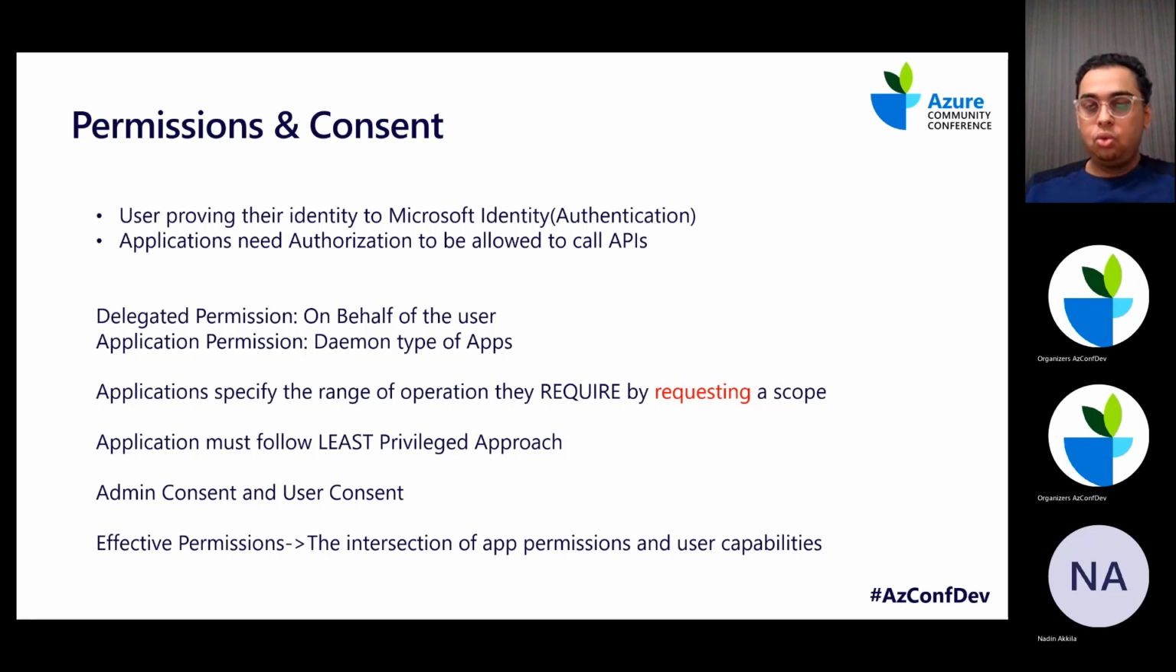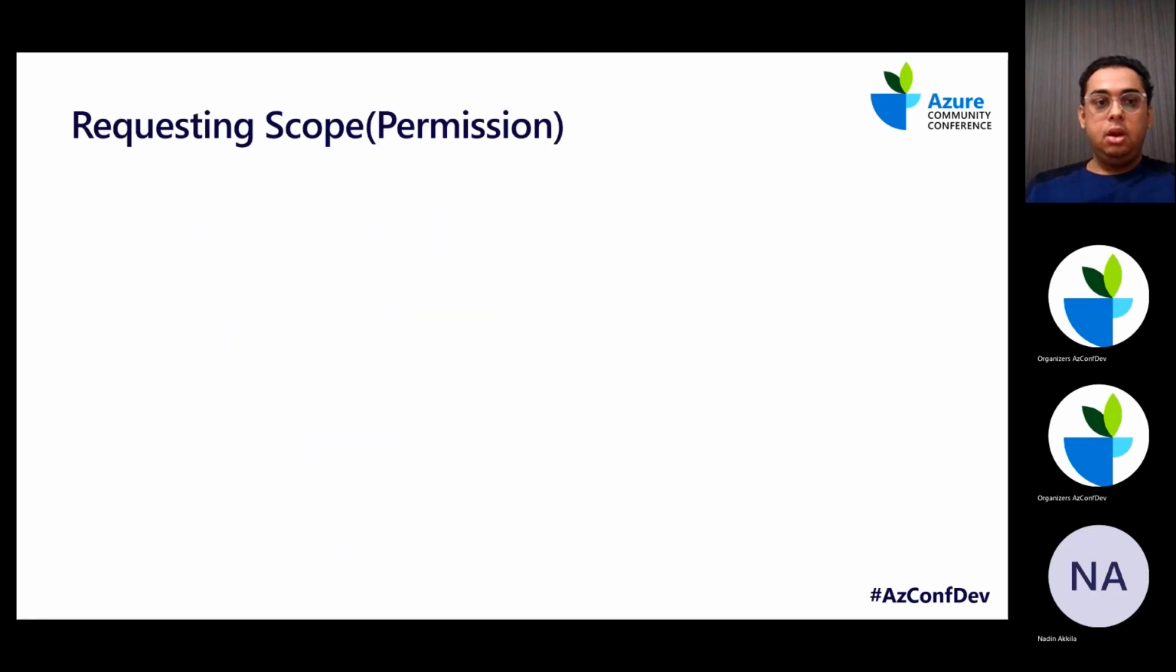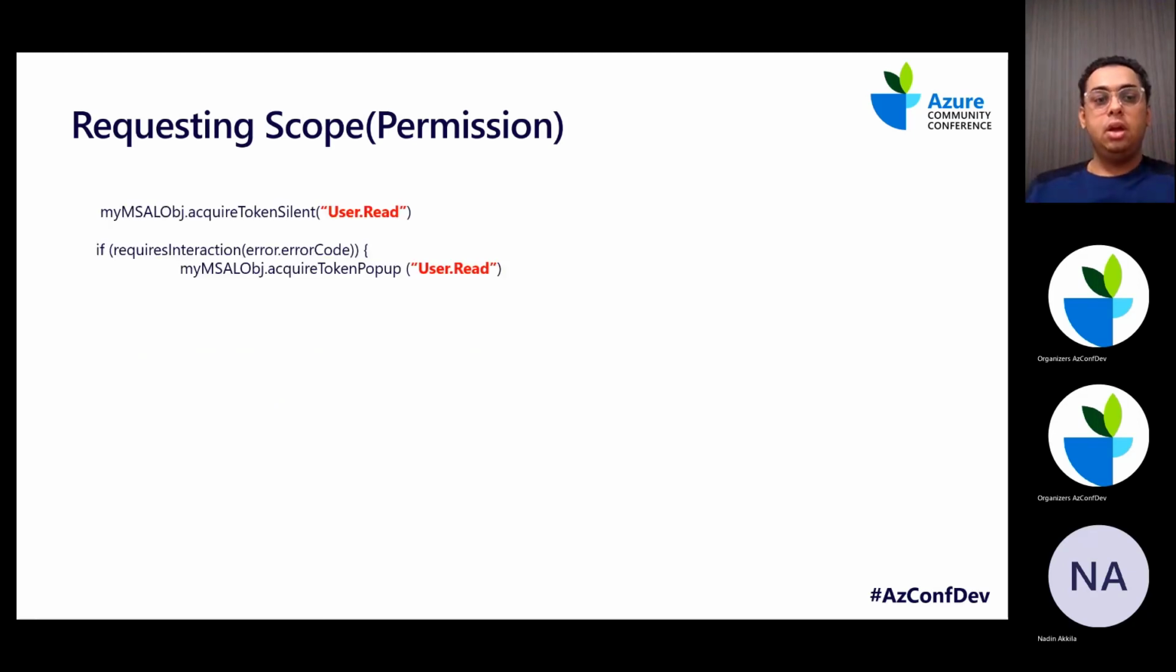So when you combine these two, the Venn diagram of these two is what you will essentially be able to do with your app. Moving ahead, how do we request scope? You talked about scope requesting permission through code. How do we do that? We do it through this. We use msal.acquireTokenSilent.